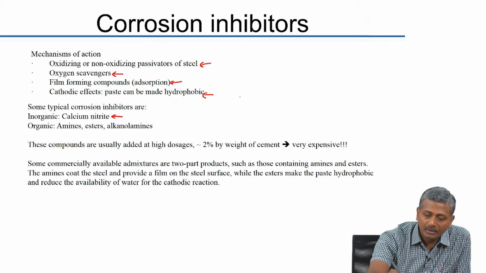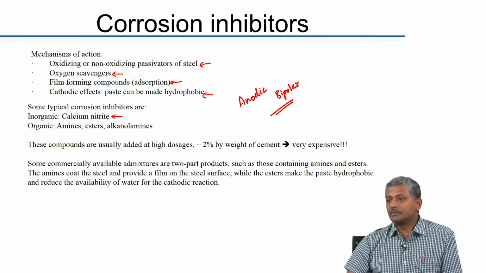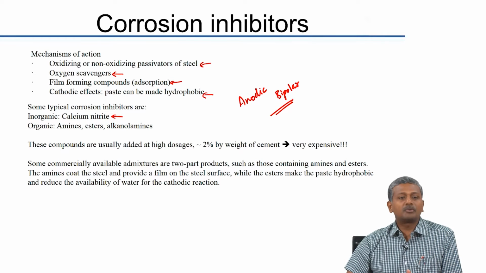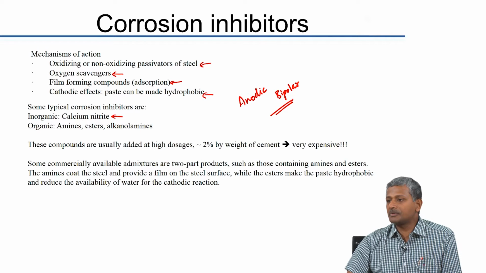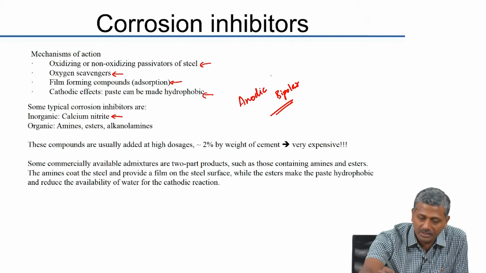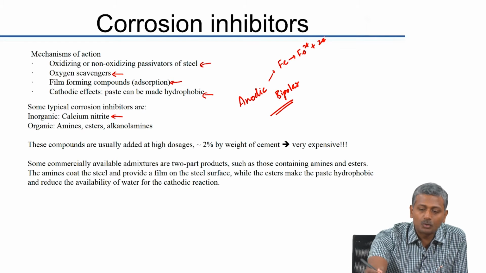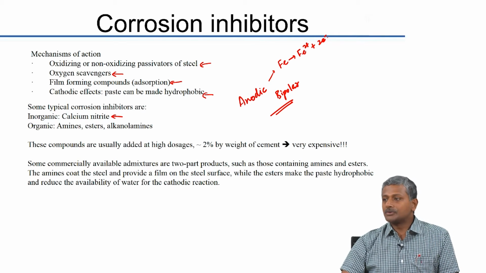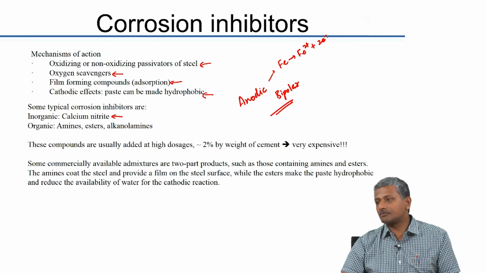Now, when you go deeper into the study of corrosion inhibitors, you will find that there are two types, anodic or bipolar. Now, anodic means inhibitors that are trying to prevent the anodic reaction. So, in corrosion, what happens? There is a corrosion or oxidation of the steel that is going on. So, the anodic reaction is basically iron oxidizing to Fe2+, giving away 2 electrons. Okay. So, the anodic inhibitors are the ones which are trying to suppress this reaction from happening.